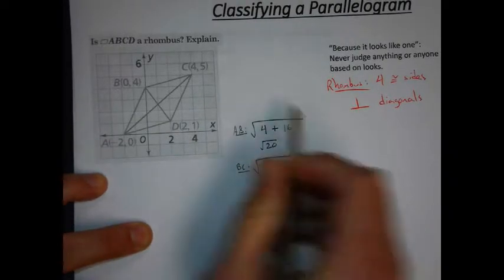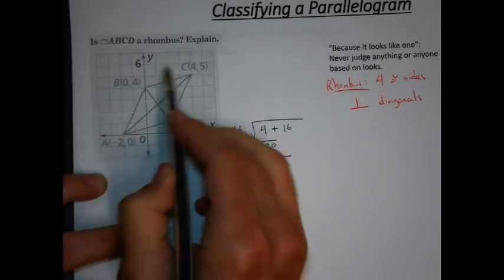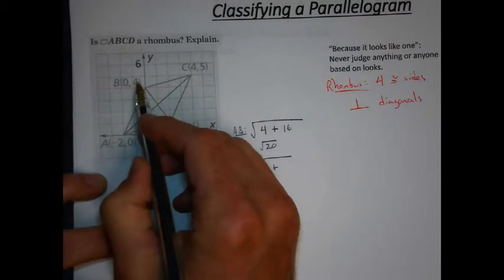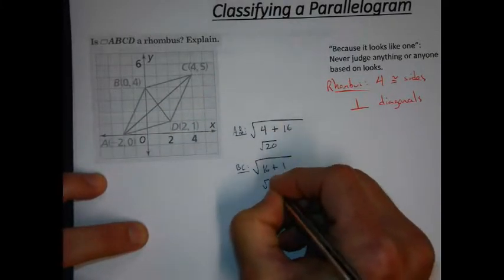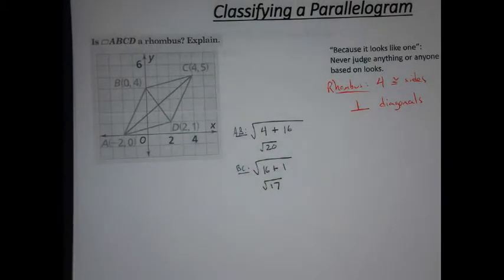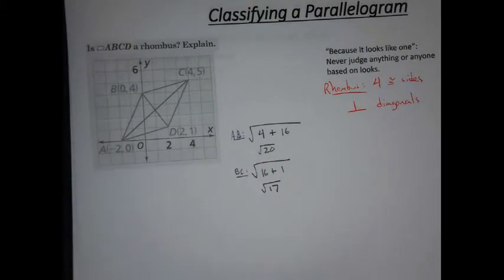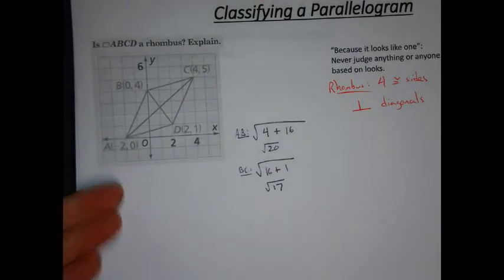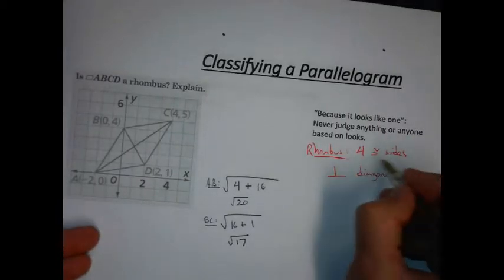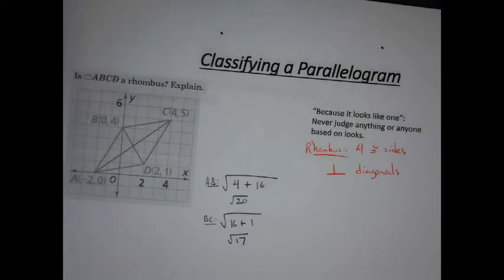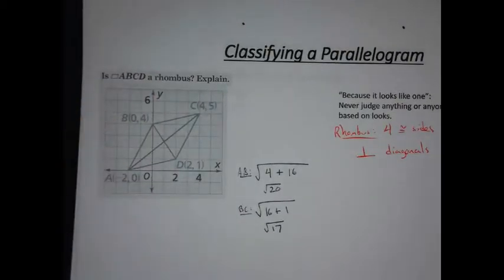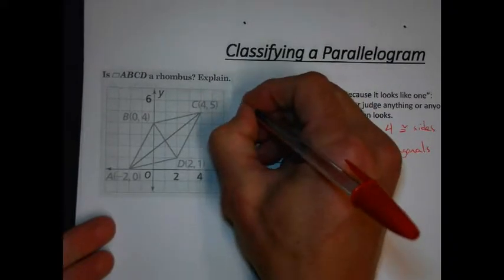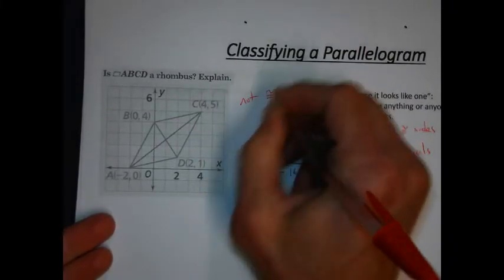So from B to C, we got 0 to 4 is 4. 4 squared is 16. And then from 4 to 5 is 1. 1 squared is 1. Square root of 17. Do we have to continue going? No. Because these two are different. BC and AB are not the same. A rhombus has 4 congruent sides. So we already can tell the answer to this is no, because AB and BC are not congruent. Okay? Not congruent. So no, not a rhombus.